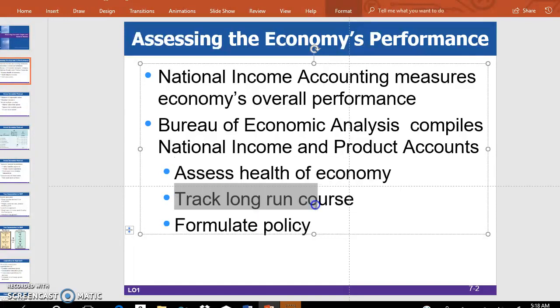We can compare the annual performance and quarterly performance with the long run track, right? Long run meaning 50 years, 60 years, maybe 100 years. And then based on the long run course and the short run course, if there is need for improvement, then we can formulate policy, right? The government can take fiscal policy or monetary policy. Remember, we talked about them in chapter 6.